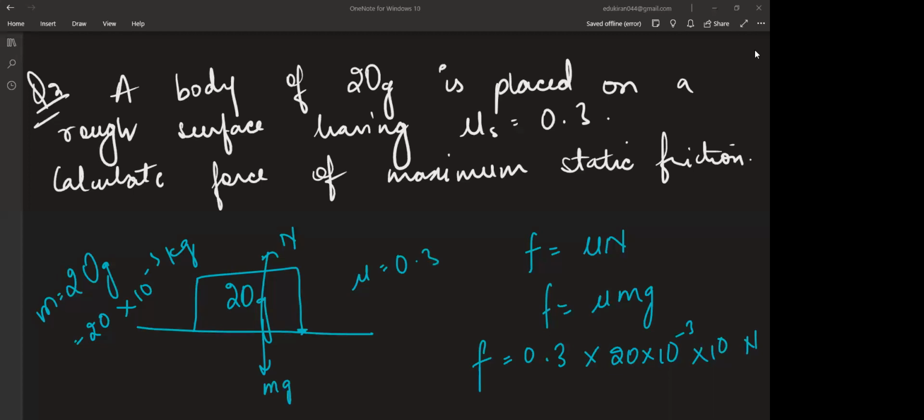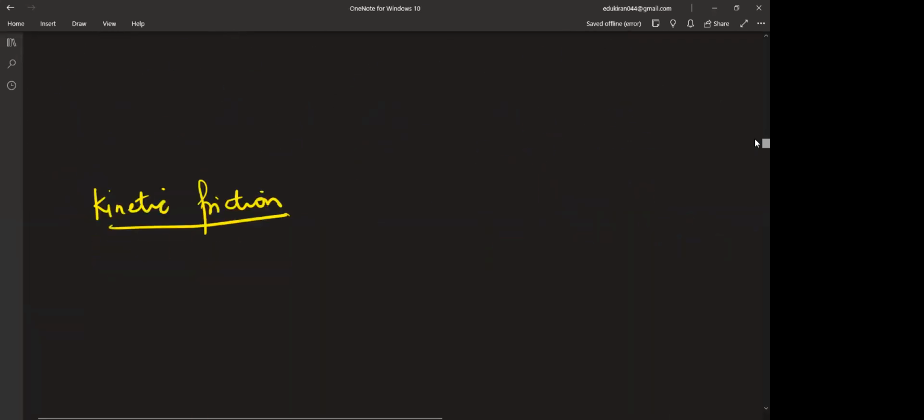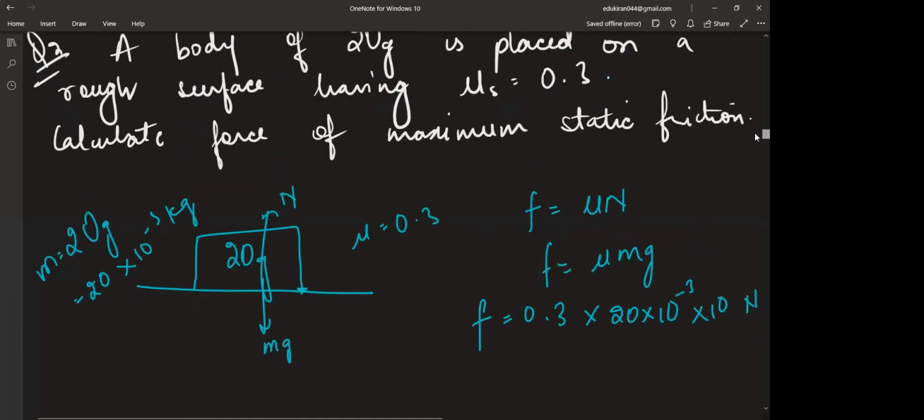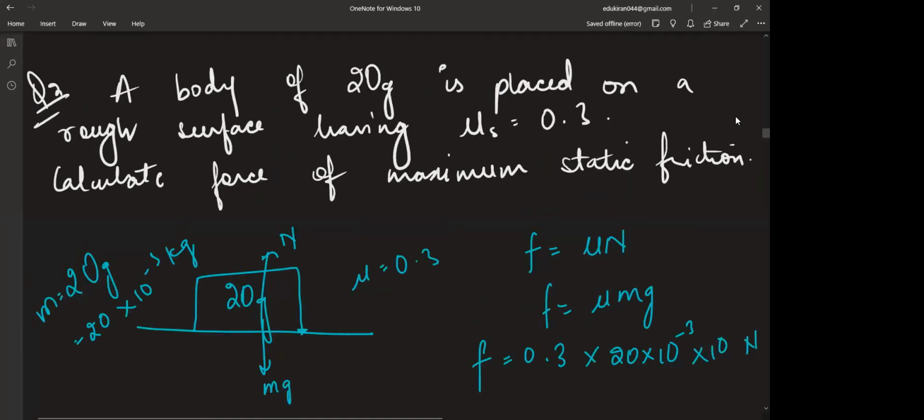Rest of the part is lengthy. We have to see some other questions as well. And kinetic friction we have to start. So all those who have completed, you people can start leaving. Tomorrow we'll continue friction from here, kinetic friction. Okay, class. Thank you so much.